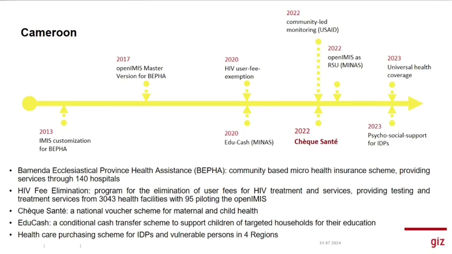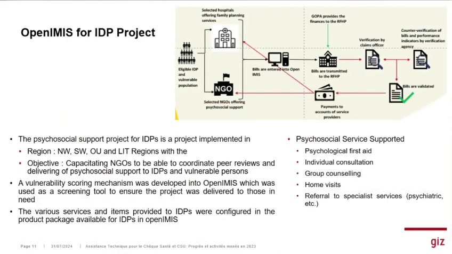So in 2023, the Pro-PASSaR made a pilot project about psychosocial support for IDPs, internally displaced persons, to try to reimburse the services offered to internally displaced persons. And in the same year, we started to configure openIMIS for universal health coverage in Cameroon. So one of the implementations of openIMIS in Cameroon was this IDP project.